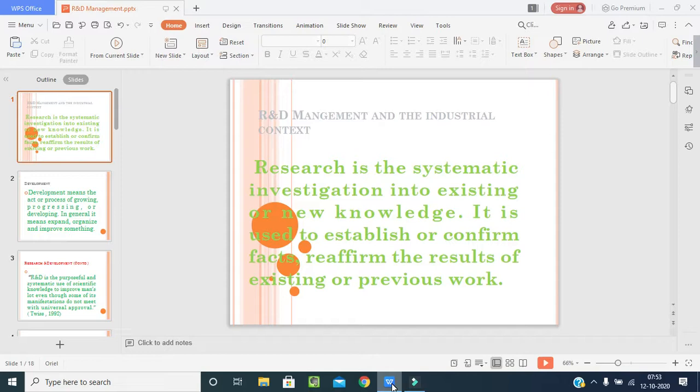Today, we are going to start with two new topics. The first one is R&D Management and Industrial Context. The second one is R&D and Investment in Company Success.